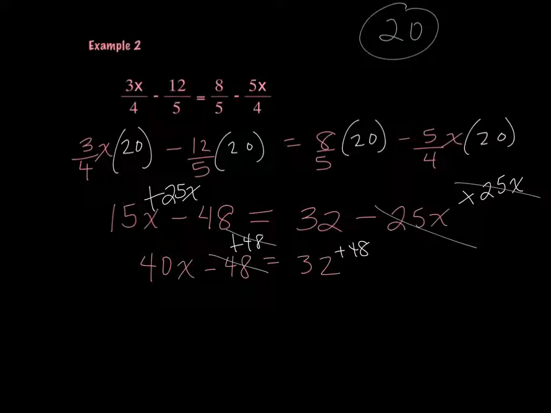These two are going to cancel out, and it's going to leave us with 40x equals, well, 32 plus 48, looks like 80. And all that gross work that we did up there is going to work out quite nicely, because now we divide by 40 on both sides, and it's going to leave us with x equals 2.